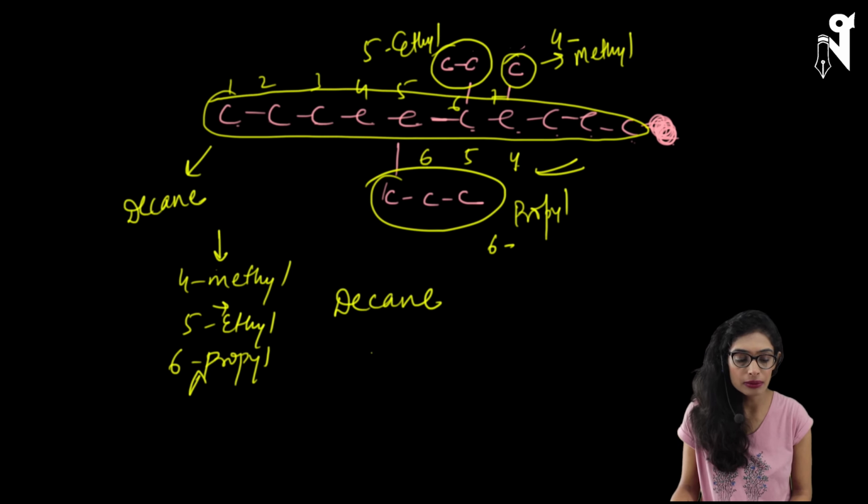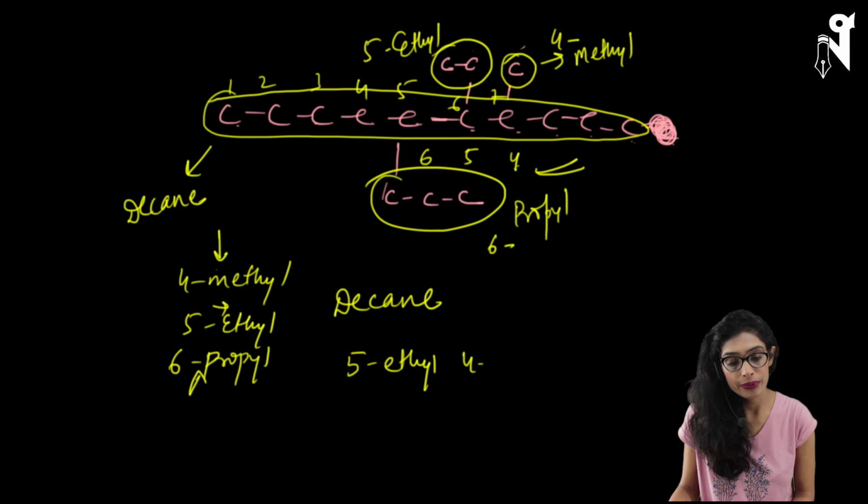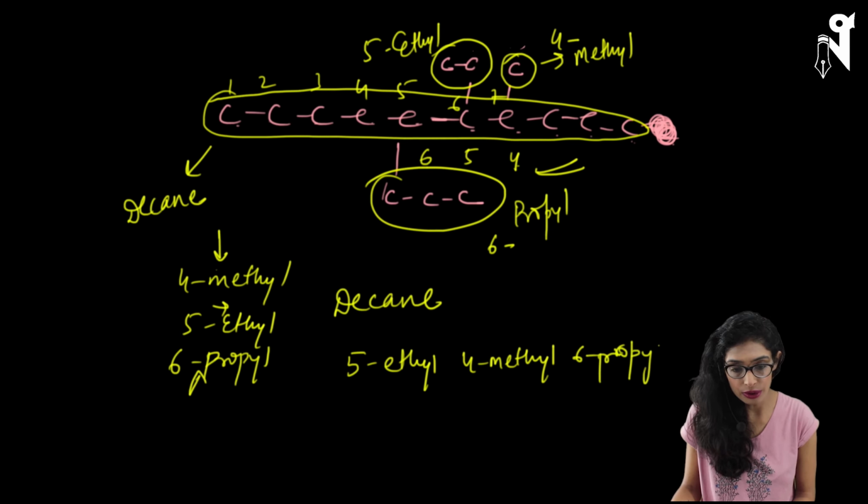So I'll be writing 5-ethyl. Then comes your M, so 4-methyl. Then comes your P, so 6-propyl. I had to put hyphens over here. Okay, and then comes your decane.